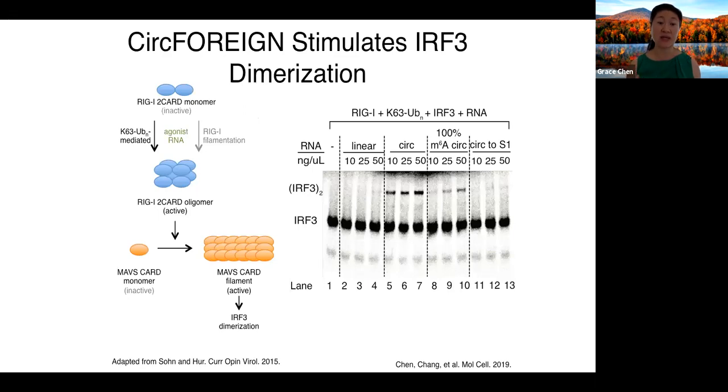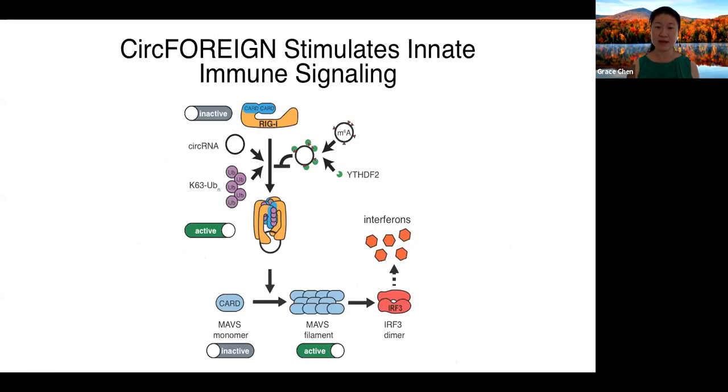So then we wanted to know, okay, is MAVS filamentation sufficient to induce the next step, which is IRF3 dimerization? And indeed, CircRNA did that very potently and robustly. And we had also tested interferon. So our model at the time was that RIG-I is inactive.